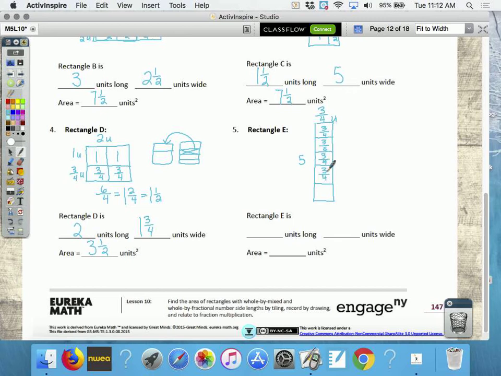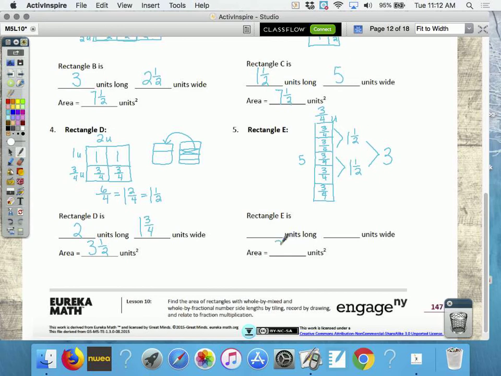1, 2, 3, 4, 5. Okay, so this is 1.5, correct? And that's 1.5. 1.5 plus 1.5 equals 3. Because 1 plus 1, and then a half plus a half is a whole.